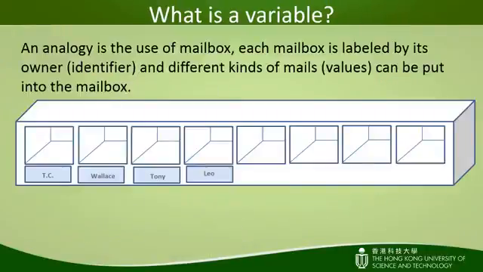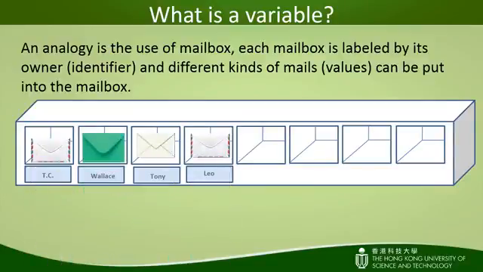The name of a variable is like a label for a piece of memory space. From the perspective of a computer, a bunch of memory addresses is sufficient. But for human programmers, we need a better way to distinguish and refer to the memory spaces. An analogy is the use of mailboxes. Each mailbox is labeled by its owner or identifier, and different kinds of mails or values can be put into the mailbox.